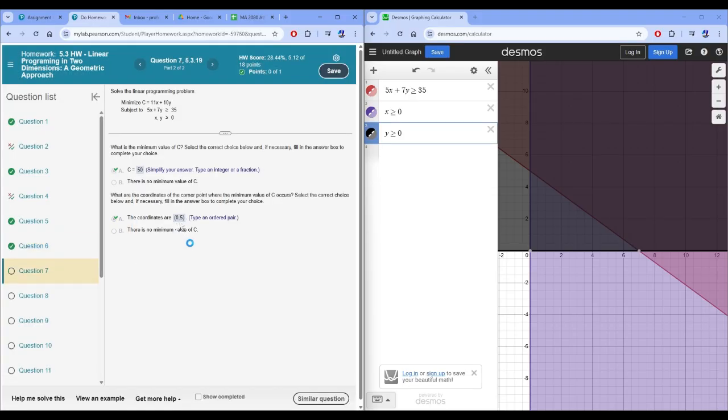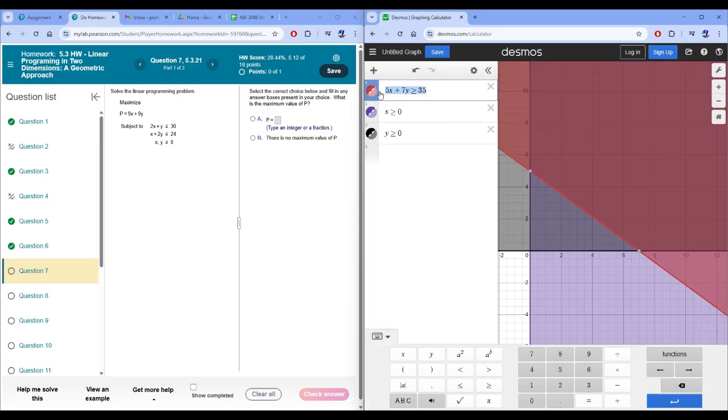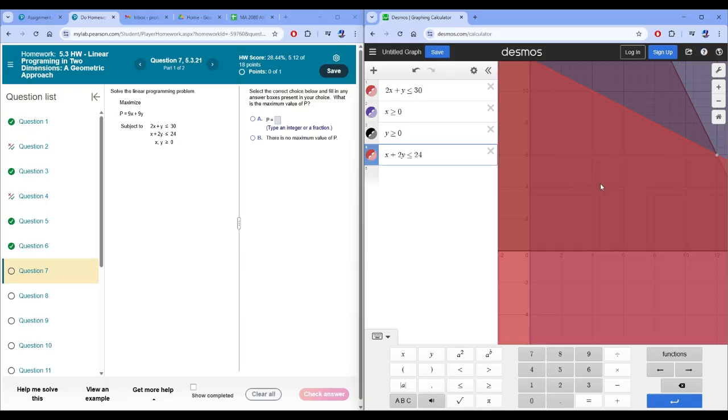Cool. Alright. Okay, here, literally the same exact thing, right? So now we're gonna have two equations. After I get the region, I'm gonna skip past it because it's just gonna give us the same exact thing. So here we're gonna be subject to 2x plus y is less than or equal to 30. And then I have a second equation where it says x plus 2y is less than or equal to 24.